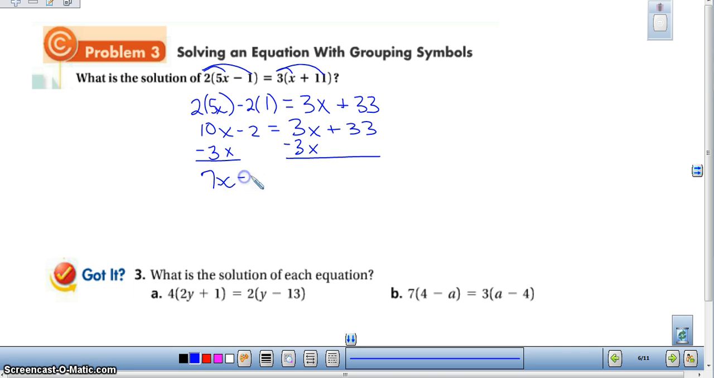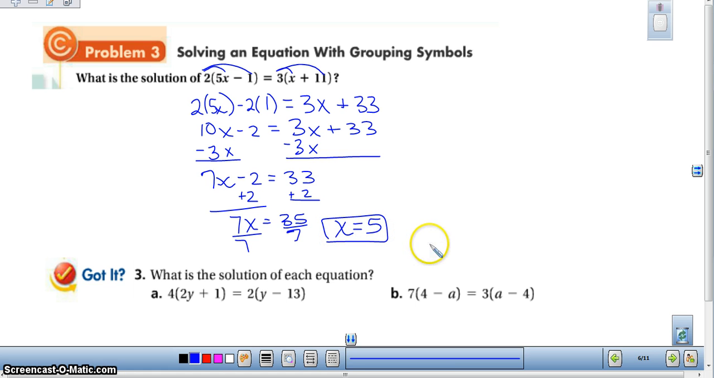So 7x minus 2 is equal to 33. This is starting to work out rather nicely when we add 2 to both sides. Addition property of equality. 7x equals 35. And when you solve, dividing by 7 on both sides, the division property of equality, x equals 5.